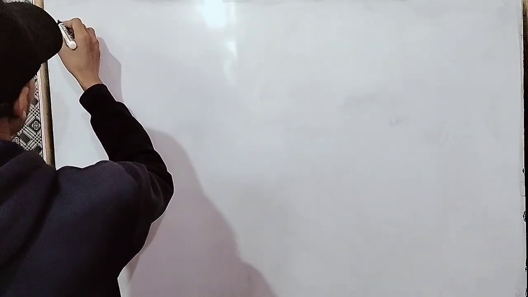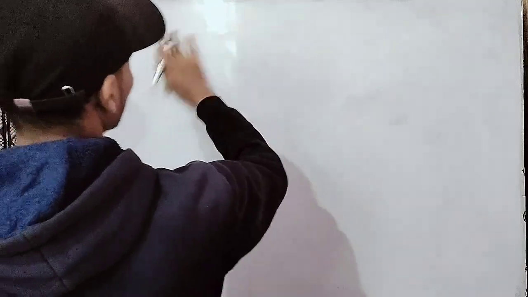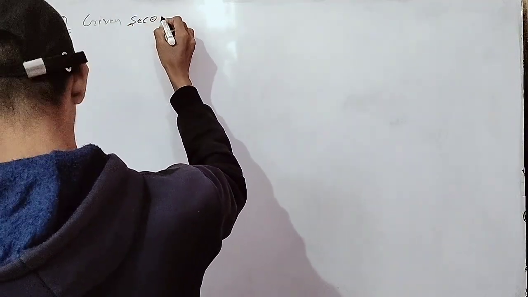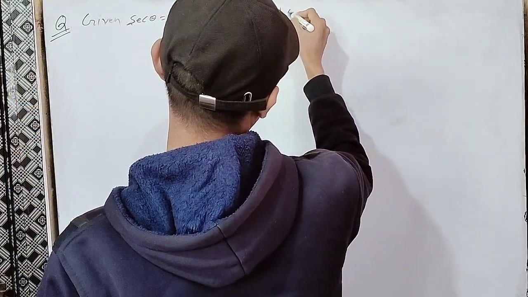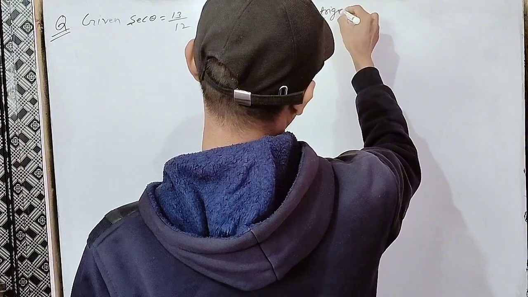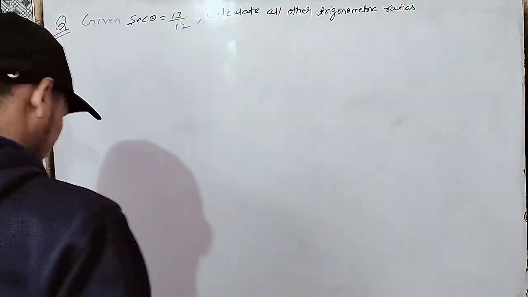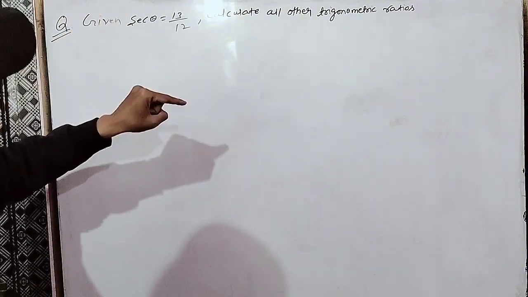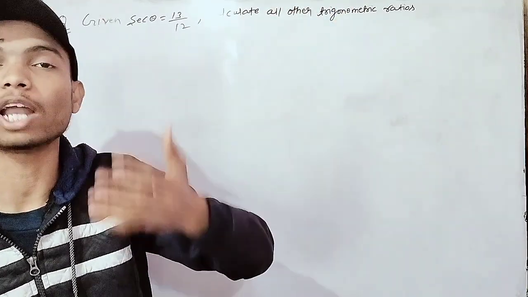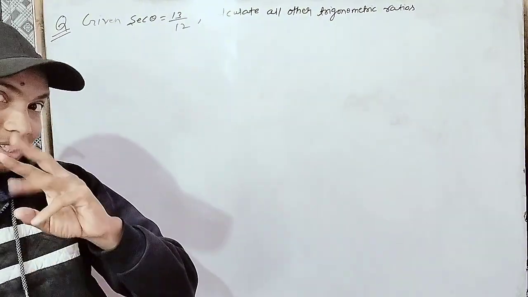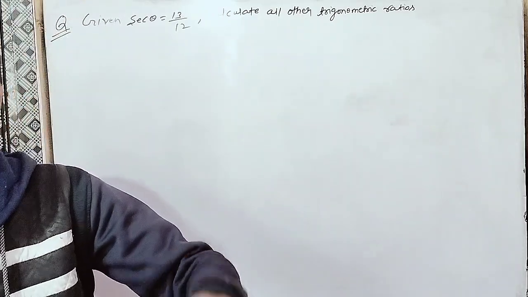Next, given sec theta, which is 13 by 12, calculate all other trigonometric ratios. The question is saying you know the value of sec theta, but you don't know the values of all the other trigonometric ratios except sec theta, because that is given. So you have to find the value of all trigonometric ratios except sec theta.